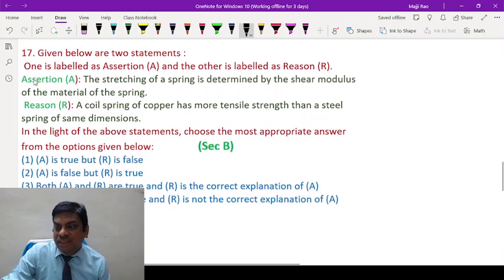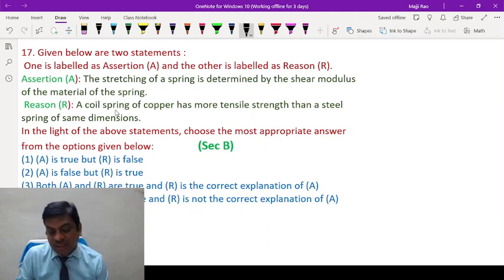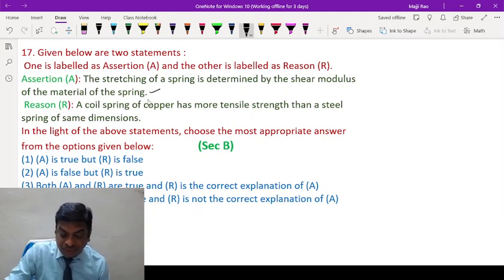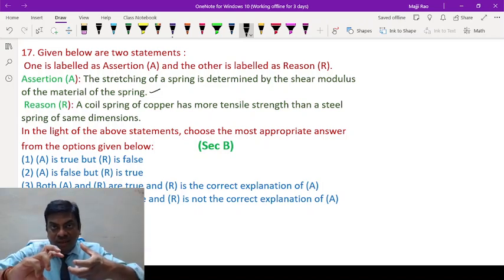Moving on to the next question. Given below are two statements. One is labeled as assertion A and the other is labeled as reason R. Now, the stretching of a spring is determined by the shear modulus of the material. This is true because when you stretch a spring, you can see that the spring gets twisted, or probably unwinded, when you stretch it.